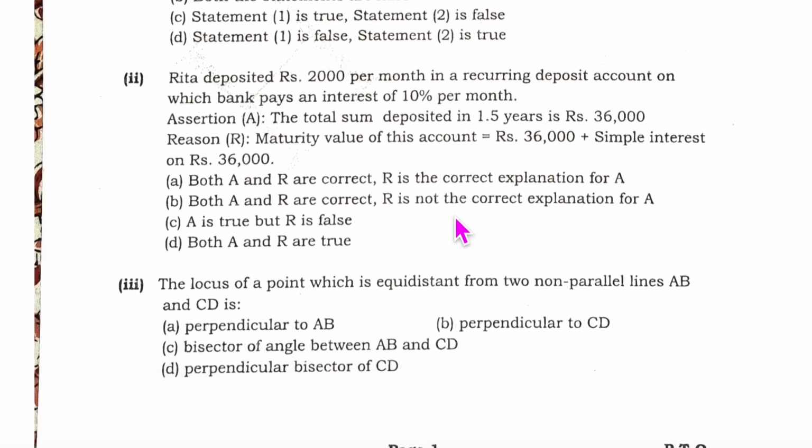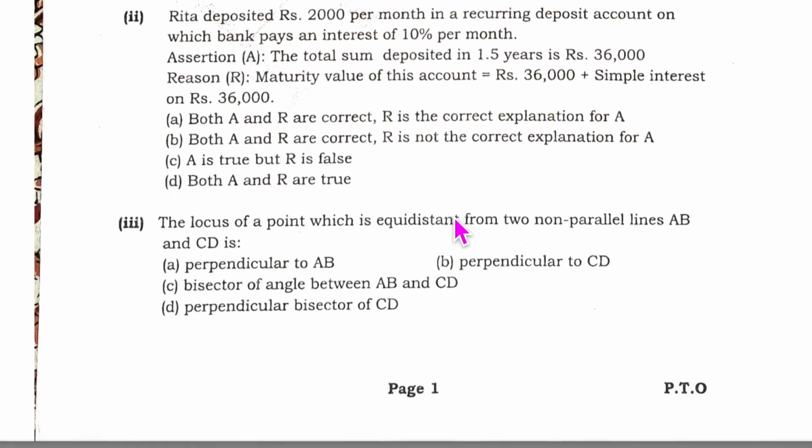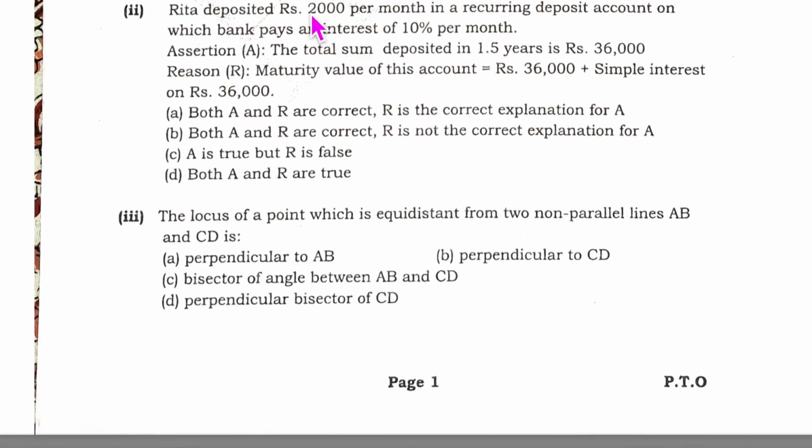We come to the second one. 2000 per month, recurring deposit, paying interest 10% per annum. Assertion: total sum deposited for 1.5 year. 1.5 year means 18 months. So it will be 18 multiplied by 2000, which is 36,000, is correct.